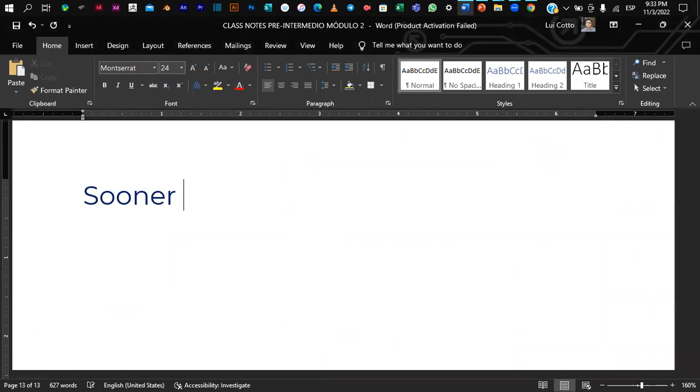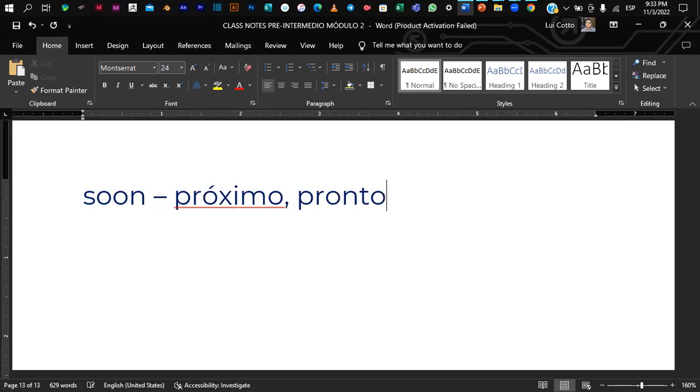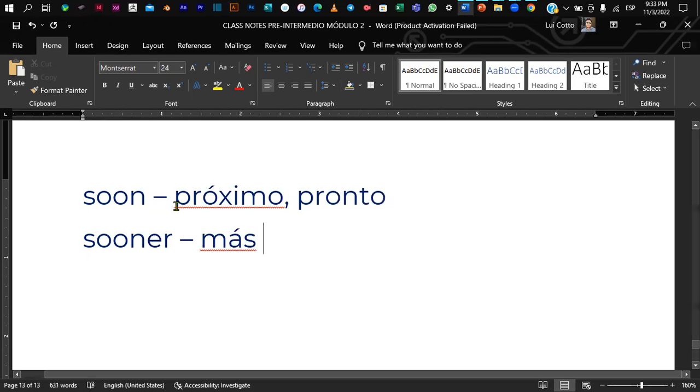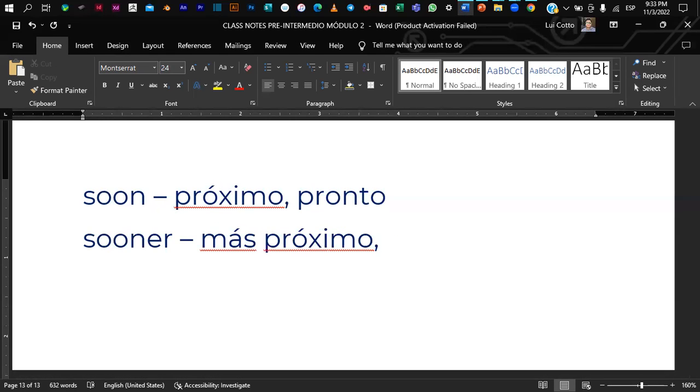Exactamente. Okay. What is sooner, guys? Ideas? No idea. Soon. What is soon? Próximamente. Pronto. And sooner is the comparative. Sooner, más próximo, or más pronto. The same. El que está más próximo. The sooner. Próximo o más pronto.